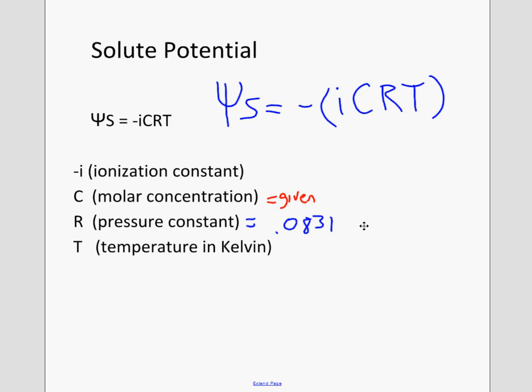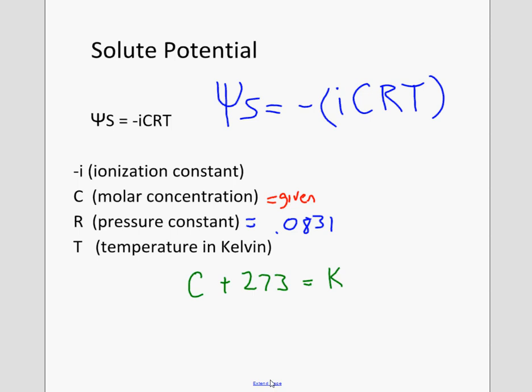Temperature in Kelvin, notice. So you will usually be given the temperature in Celsius. So how do you get Kelvin? Celsius plus 273 equals Kelvin. So if the temperature is 27 degrees Celsius, it is 300 degrees Kelvin.